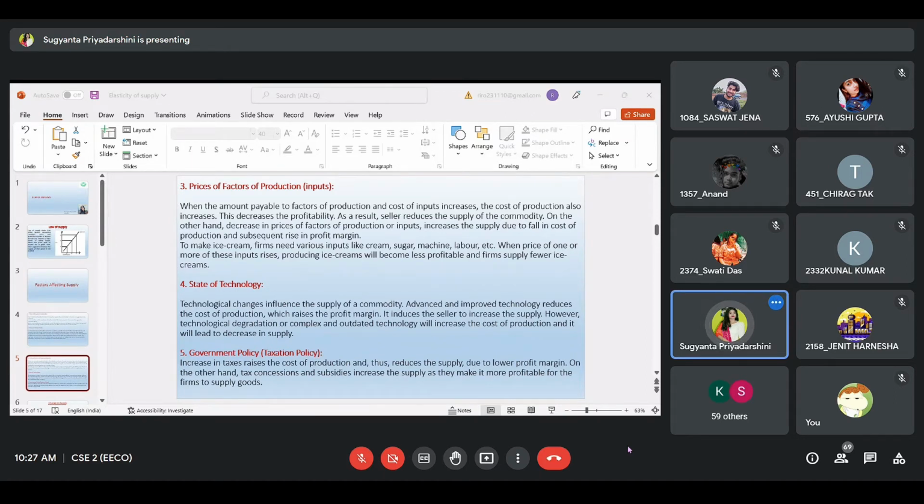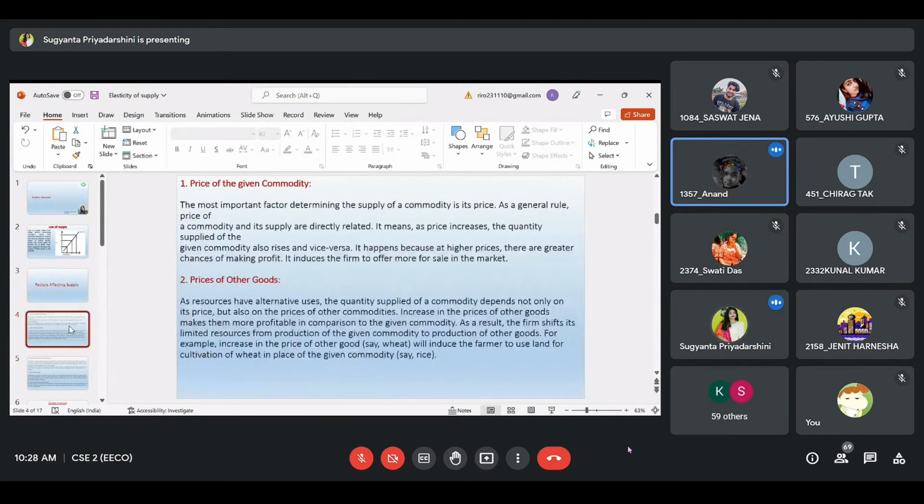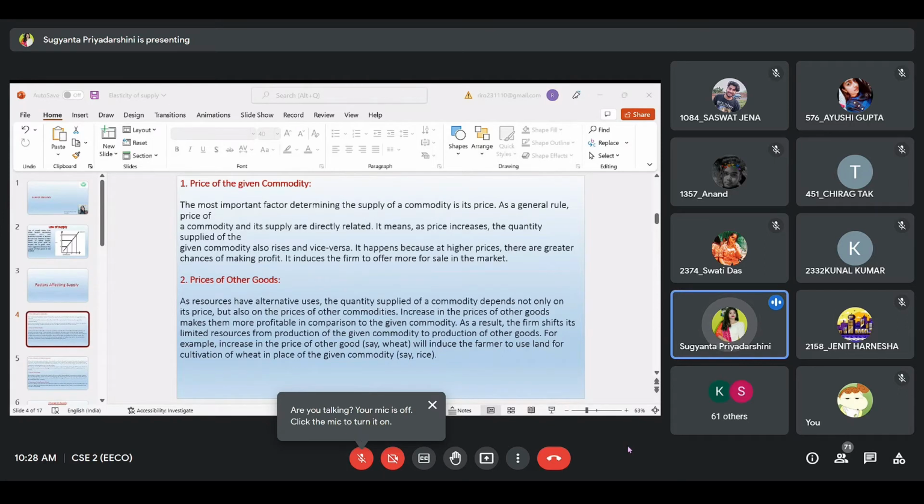Is it understood now? There are 5 factors affecting your supply. Yes, ma'am. One request: can you explain the first and second? I was not in the meet due to network issues. The second is pretty much obvious. That is the price of the given commodity. If the price is increasing, then it is obvious that the quantity supplied of that very particular commodity will increase along with that, because the producer has an intention to get more and more profit out of it. So with an increase in price, your quantity supplied will increase.